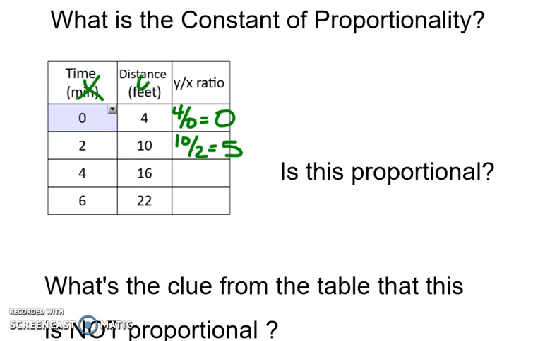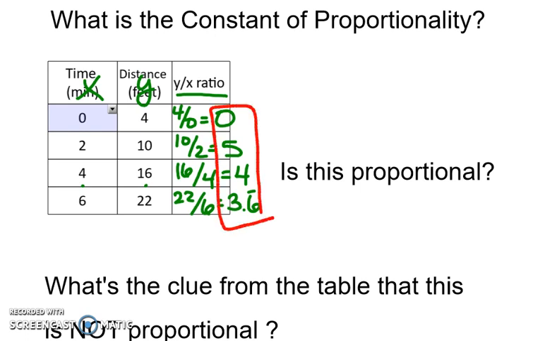Again, this is my x and this is my y. I'm simply comparing my y over x ratio. I'm taking the number here and putting it on top of this number here. 16 over 4, which is 4. 22 over 6, which is equal to 3.6, repeating. Okay, now as we look to see, is this a proportional relationship? I'm comparing the numbers here. Are they the same? Is there a constant ratio? There is not. So this is not a proportional relationship because the y over x ratio is not constant.